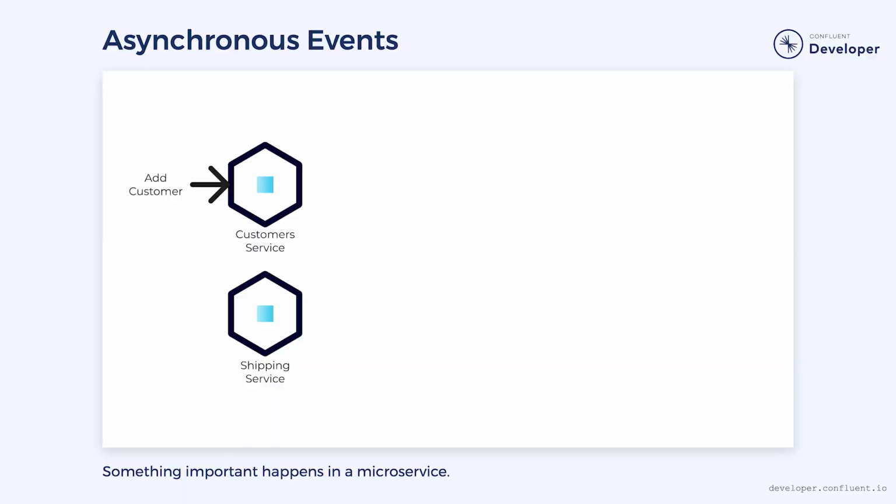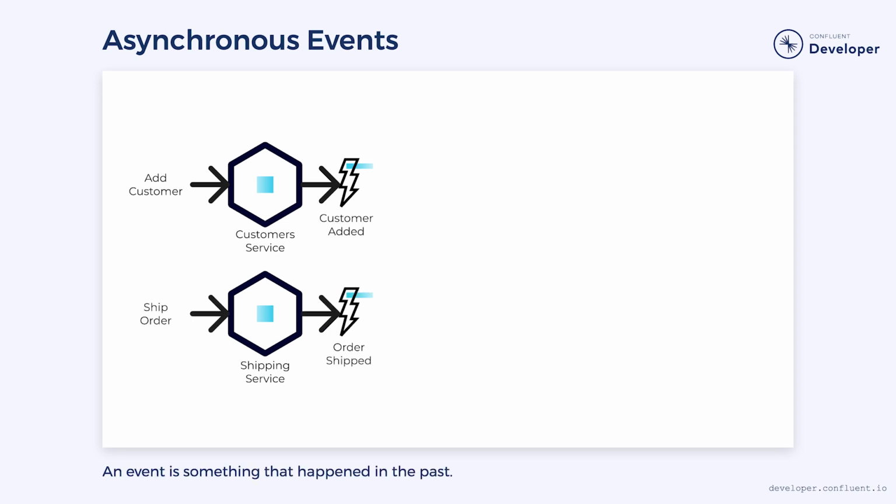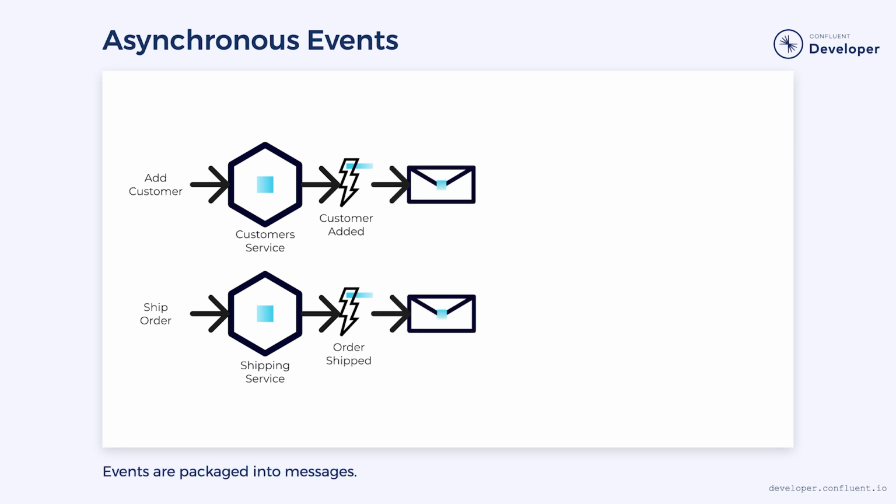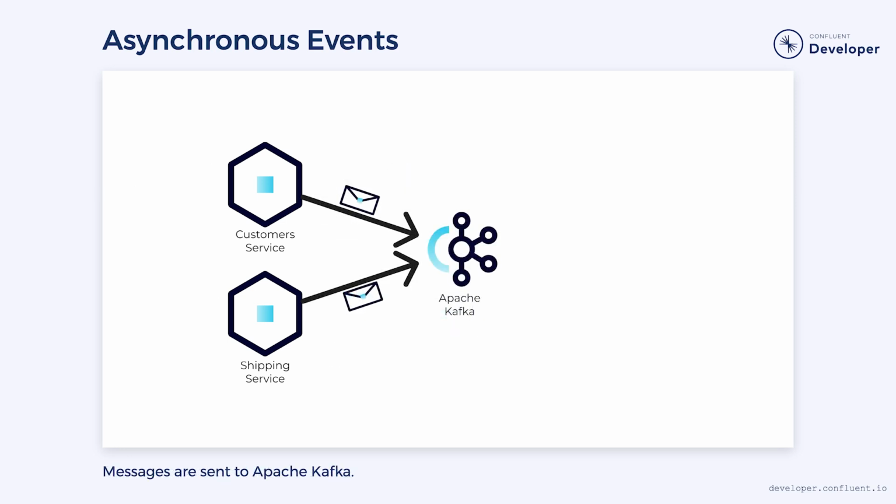Whenever something important happens in a microservice, we can think of it as an event. An event is something that happened in the past, such as a customer being added or an order being shipped. Rather than relying on synchronous calls to communicate these facts, we can instead produce an asynchronous event. We package the details of the event into a message that can be sent to any interested consumers. Messages are sent in a fire and forget manner, often through a messaging platform such as Apache Kafka.